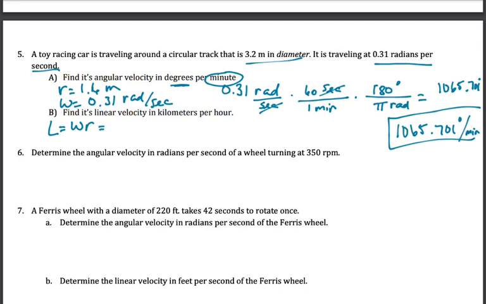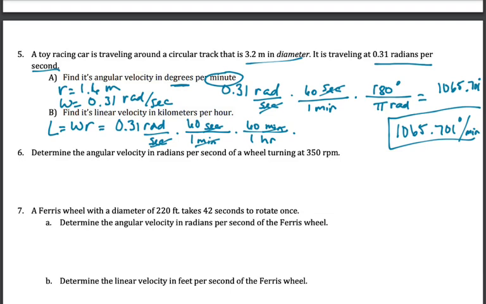So we've got our angular velocity is 0.31 radians per second. So I need it to be in hours. So first I know that there are 60 seconds in 1 minute. That way my seconds will cancel out. I know there are 60 minutes in 1 hour. That way my minutes will cancel out, and I'll have units with the hours in the denominator.